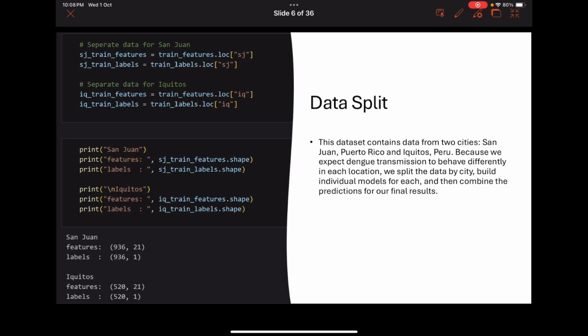The split, as we mentioned, we have data from two cities, San Juan and Iquitos. So what we did is that we actually split the data by the city. Why did we do this? Because we expect the dengue transmission, or the disease, to behave differently in different locations. But then later, for the competition test set, we merged the predictions from the respective models.